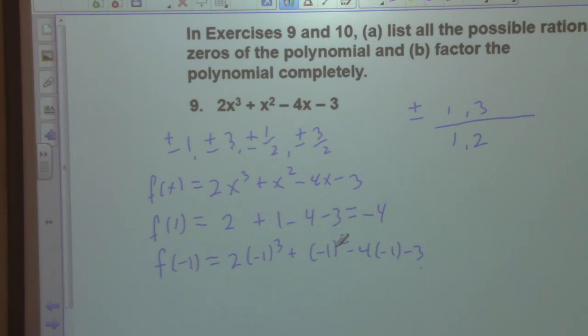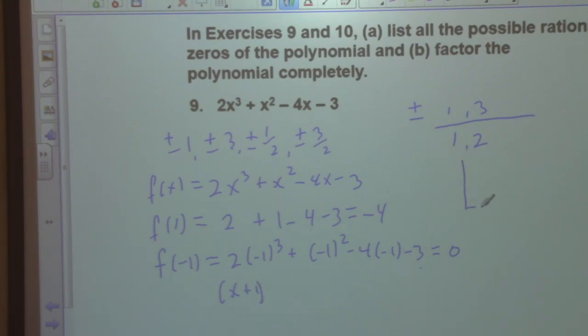So we have negative 2 plus 1 plus 4 minus 3, which is going to equal 0, right? And so there we know that's a 0, so what does a factor have to be? So x plus 1 is a factor.